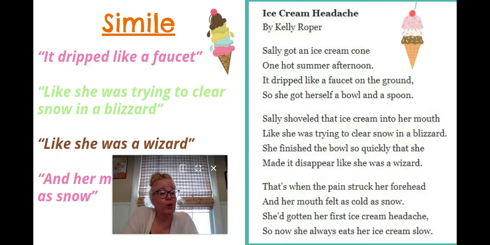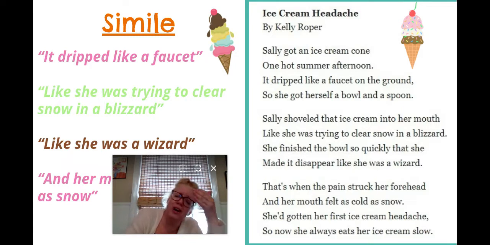Sally got an ice cream cone one hot summer afternoon. It dripped like a faucet on the ground. So she got herself a bowl and spoon. Sally shoveled that ice cream into her mouth like she was trying to clear snow in a blizzard. She finished the bowl so quickly that she made it disappear like she was a wizard. That's when the pain struck her forehead and her mouth felt as cold as snow. She'd gotten her first ice cream headache, so now she always eats her ice cream slow.